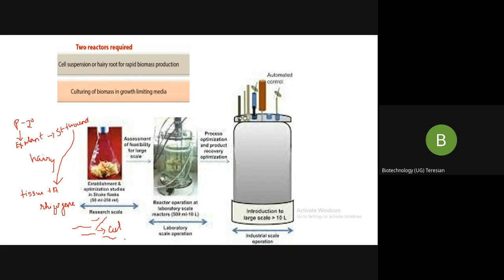So where are these roots produced? Either in your conical flask, or you can grow them even in petri plates. So we are going to take it to the next stage. Now so many roots are produced here, and I have to take it to the next stage.